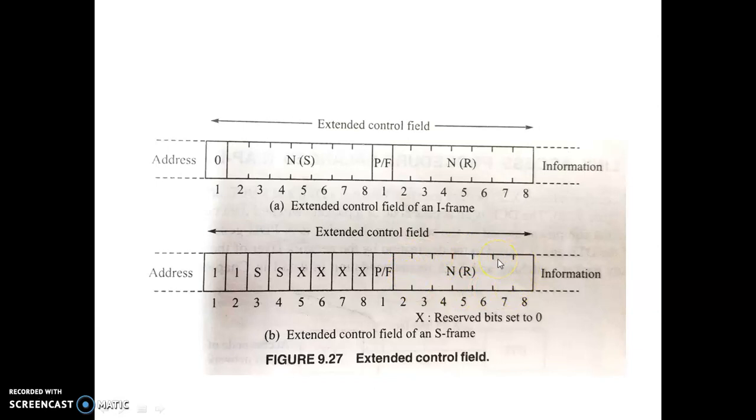Okay, and we need not extend the control field for your U frame, because it doesn't carry the acknowledgement numbers. Okay, so it remains the same. So this is how we can extend the address field as well as the control fields. Hopefully you have understood this HDLC topic. For any issues, please contact me.